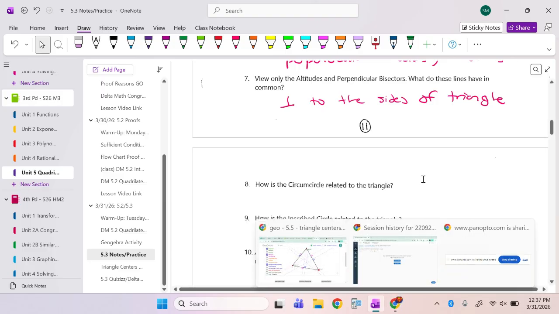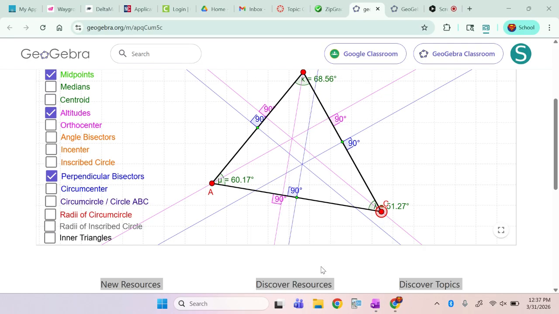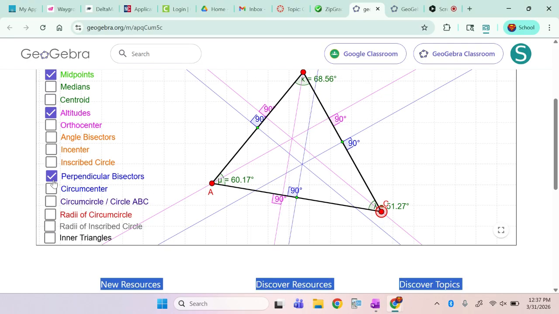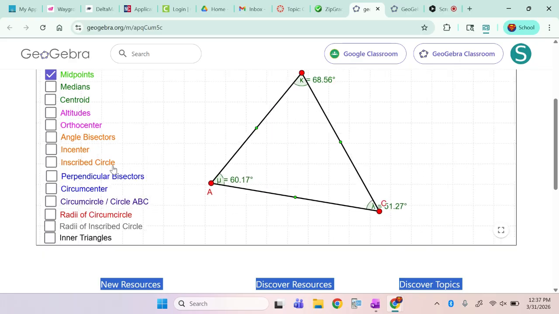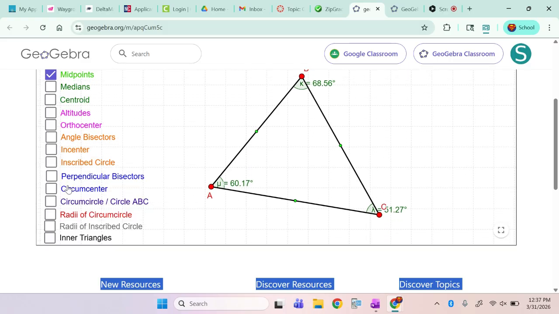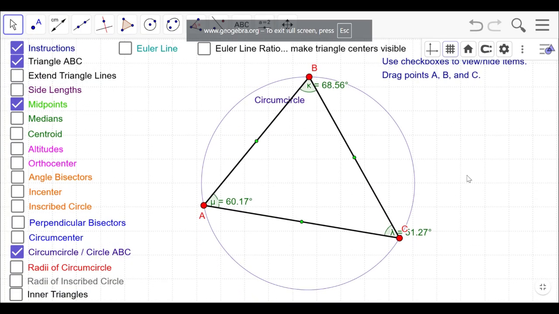Then it asks, what is the circumcircle and how does it relate to the triangle? So I'm going to click all my lines off now. I'm going to leave midpoints on, but then I'm going to click the one that says circumcircle. So that's right here. So I click the one that said circumcircle.